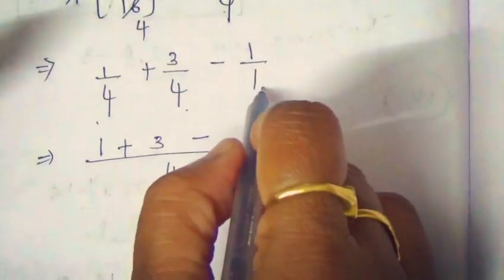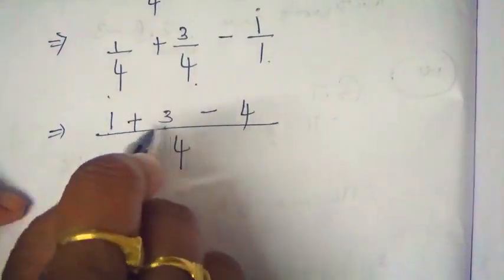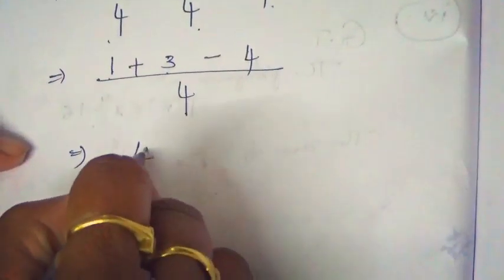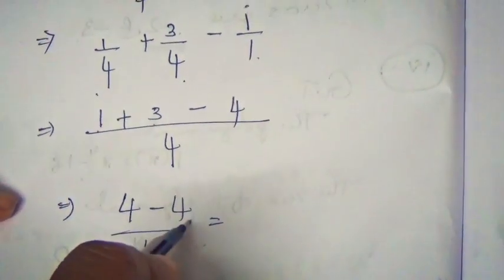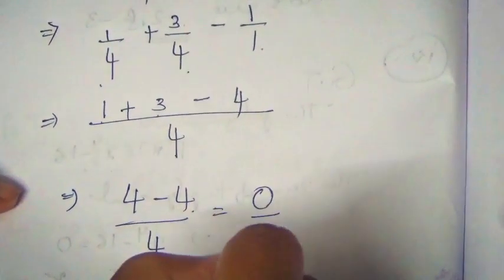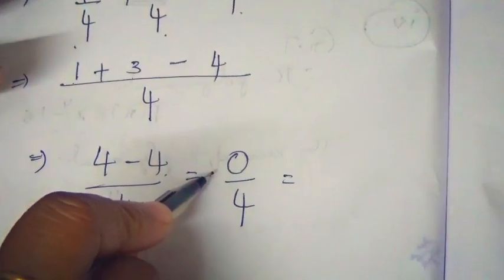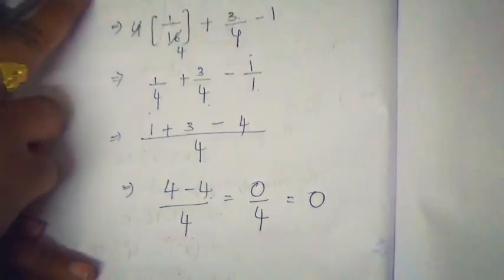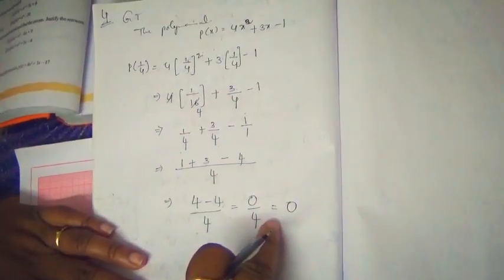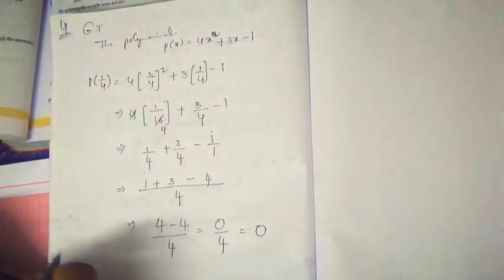So minus 1 times 4, 4 into 1 is 4, that is equal to 1 plus 3, these two are positive numbers, 4 minus 4 by 4. So 4 minus 4 is 0 by 4. If there is a 0 in the numerator it becomes 0. Is this p of 1 by 4, which gives the value as 0? Yes. Hence 1 by 4 is a zero of the given polynomial.